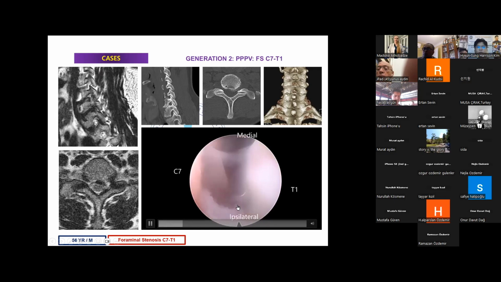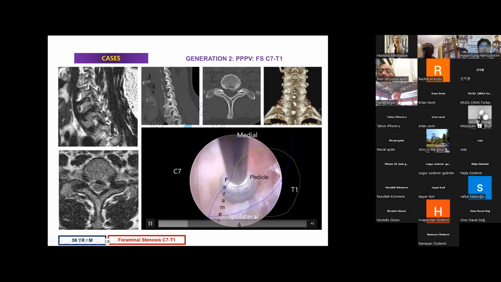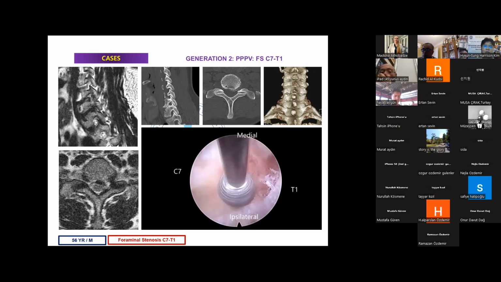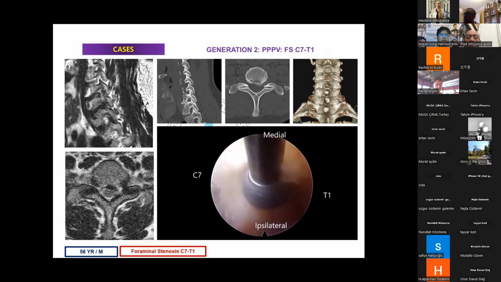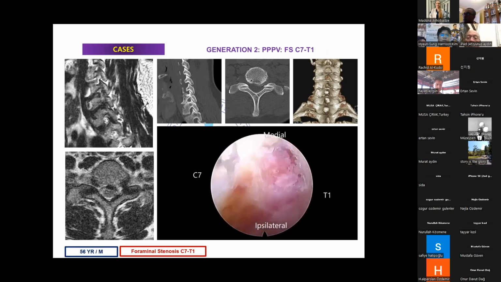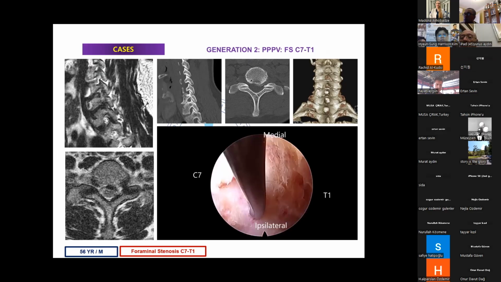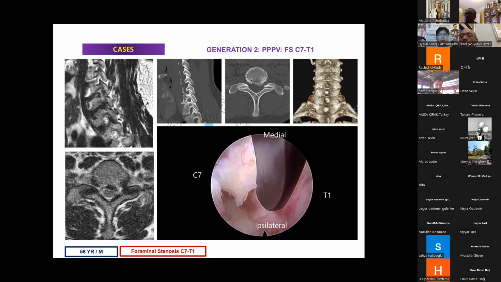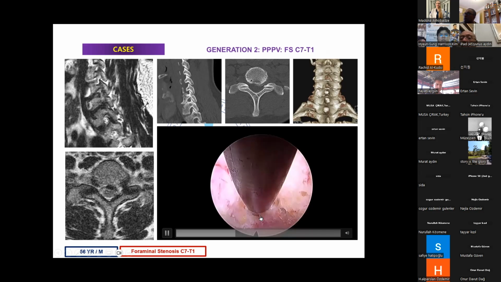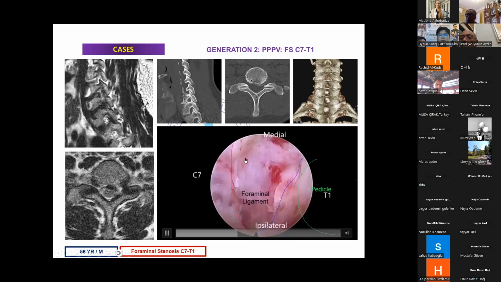you should always open the tip of the SAP, because it is a landmark of the medial border of the lateral border of the pedicle. After resection of the SAP from the tip, you can match the lateral border of the pedicle area, then remove some partial bone. Now you can see this foraminal ligament, and here is the pedicle.